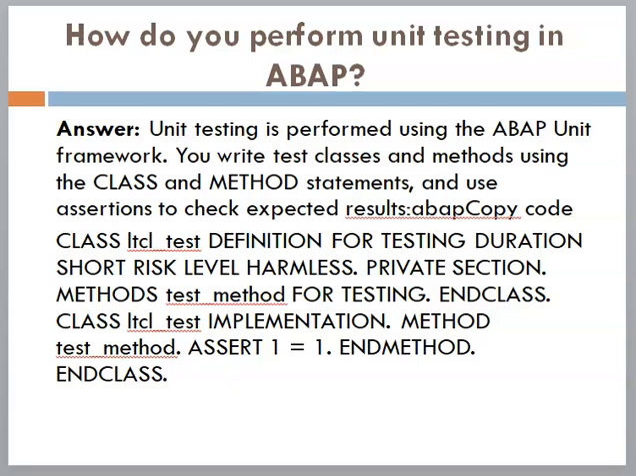How do you perform unit testing in ABAP? Answer: Unit testing is performed using the ABAP Unit framework. You write test classes and methods using the CLASS and METHOD statements and use assertions to check expected results. ABAP. CLASS ltcl_test DEFINITION FOR TESTING DURATION SHORT RISK LEVEL HARMLESS. PRIVATE SECTION. METHODS test_method FOR TESTING. ENDCLASS. CLASS ltcl_test IMPLEMENTATION. METHOD test_method. assert equals 1 = 1. ENDMETHOD. ENDCLASS.